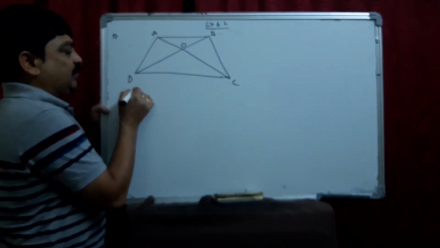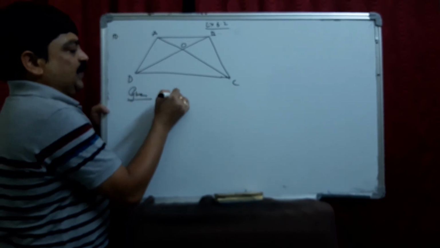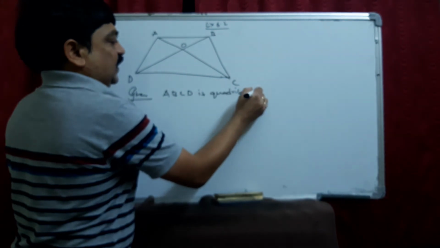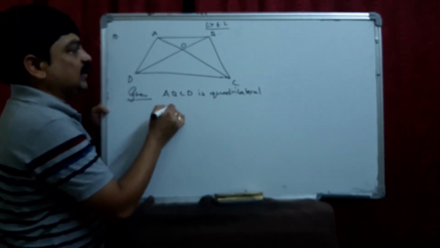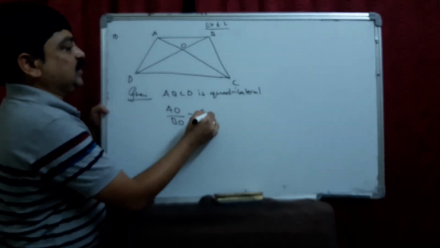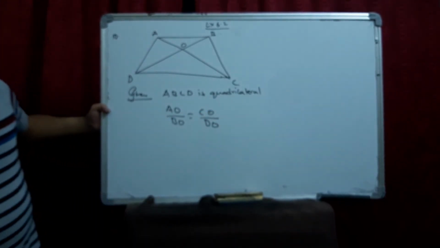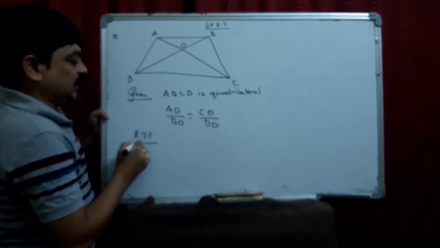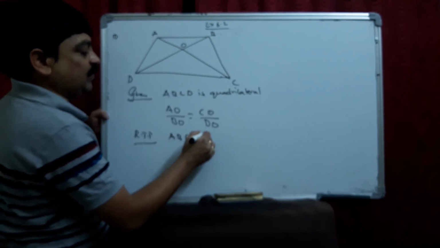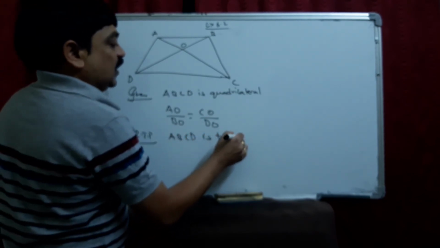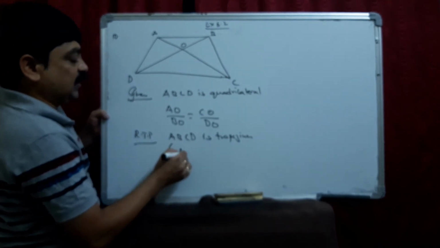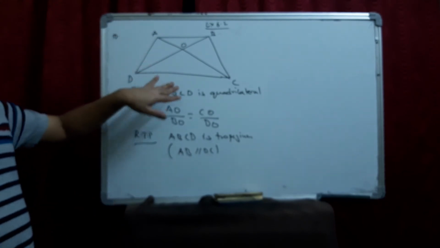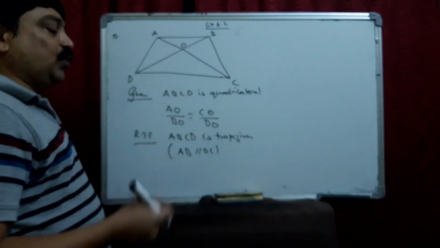Say ABCD. What is given here? First of all, ABCD is a quadrilateral, satisfying the condition AO by BO is equal to CO by DO. And RTP: ABCD is a trapezium. What is the basic condition of a trapezium? Opposite sides should be parallel. I have to prove that AB is parallel to DC. This is RTP. If I prove AB is parallel to DC, then it's fine. How to prove AB is parallel to DC?